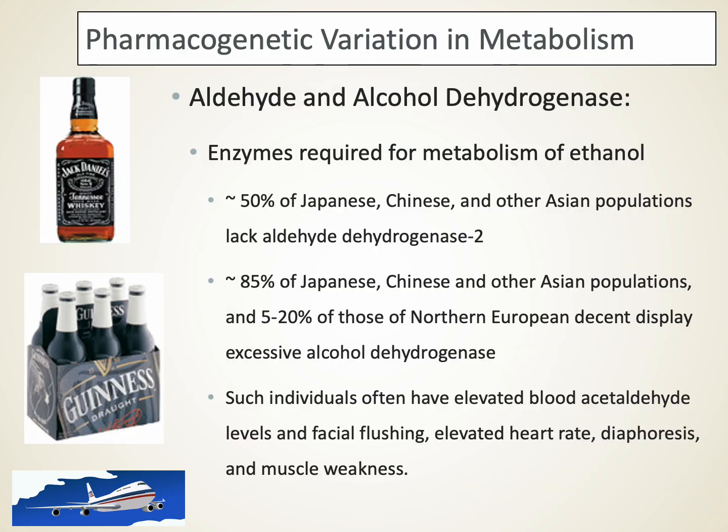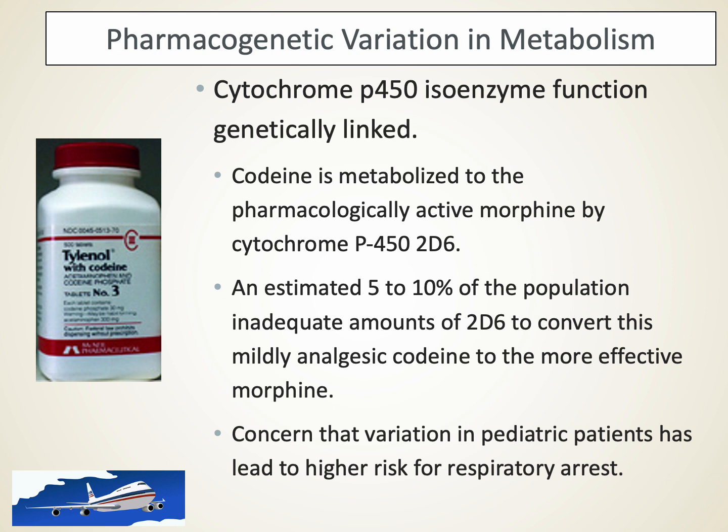We've long known variation in the ability of patients to metabolize ethanol or alcohol. There's a genetic influence for that, and the kinds of responses to ethanol as well, the degree of facial flushing, the degree of elevated heart rate, diaphoresis, muscle weakness, is going to be indicative of their ability to metabolize alcohol with aldehyde and alcohol dehydrogenase. We already talked about the P450 with codeine variation. That's a concern for us.